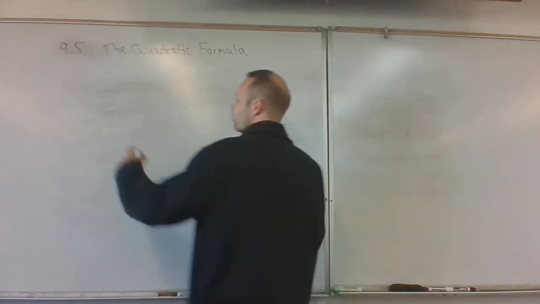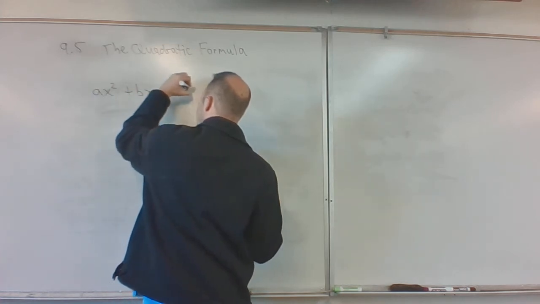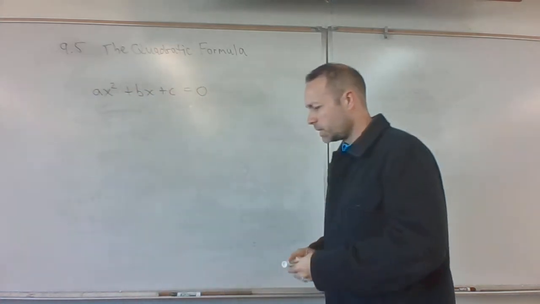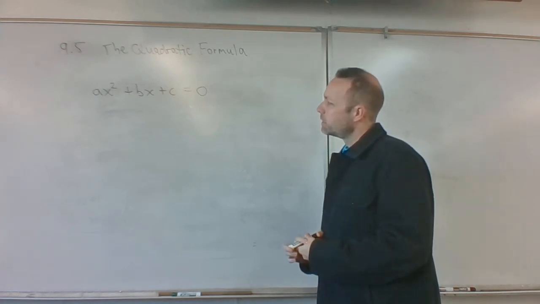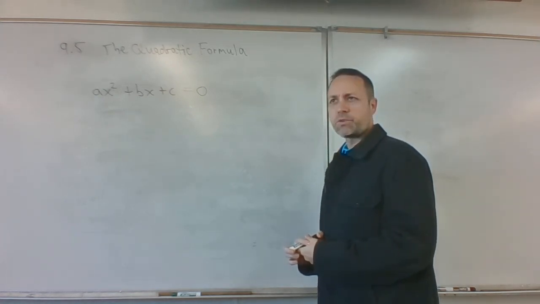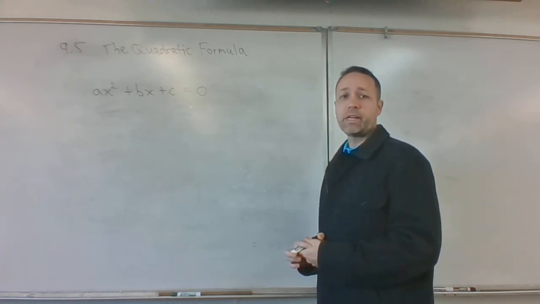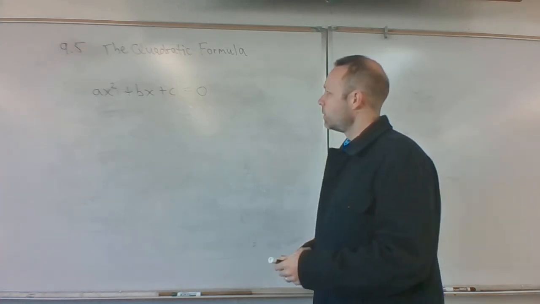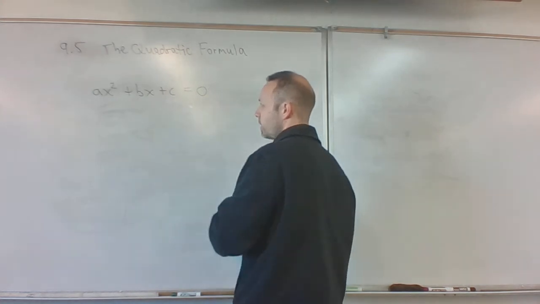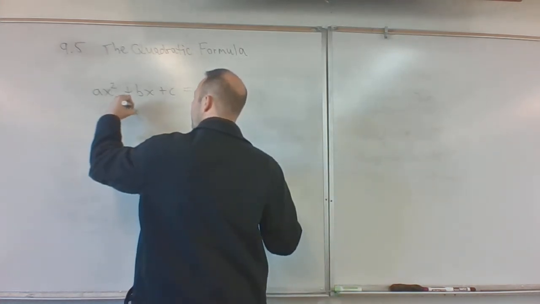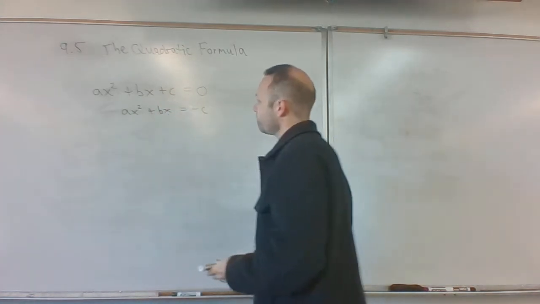So if we start with our ax squared plus bx plus c equals 0, and we wanted to solve for x using completing the square. Okay, well, first what we did with completing the square is we threw c to the other side. So that would give us ax squared plus bx equals negative c.